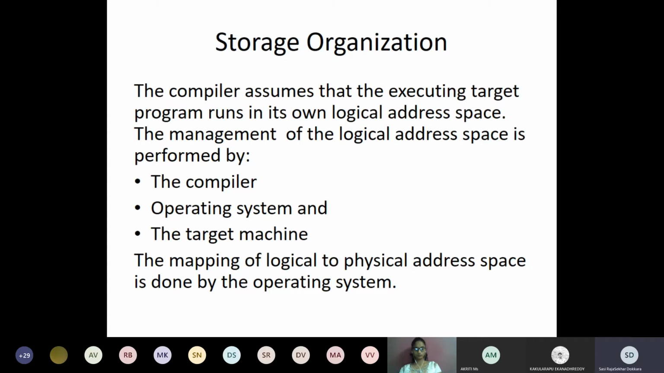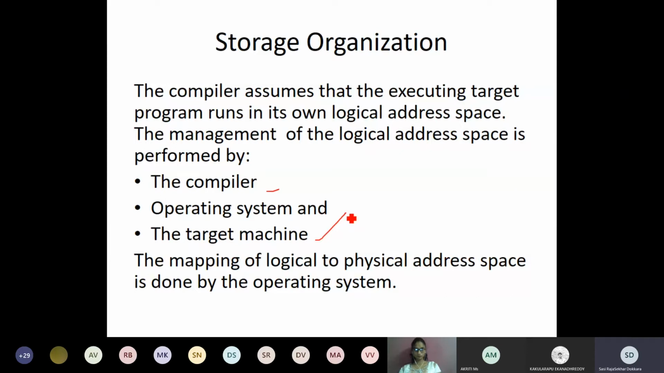That is not the case about physical address. When the actual program runs, these logical addresses need to be mapped to the physical address where the space is available. The management of logical address space is actually performed by all three participants: the compiler, the operating system, and the target machine. All of these together talk about the logical address space, and about how the mapping is going to be done.